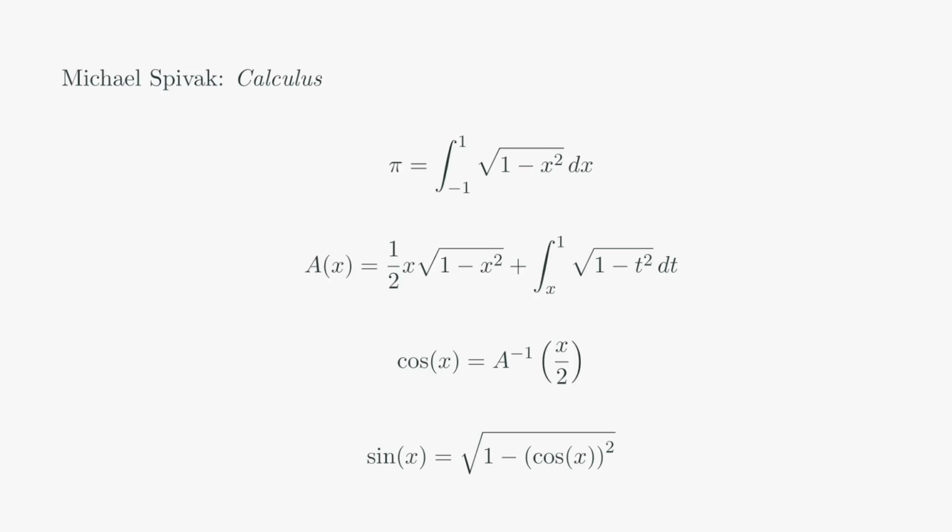If you want to be super rigorous, you can do what Michael Spivak does in his calculus book and define pi as a definite integral of the upper semicircle function, and then define a new function, A of x, using the same integral, and then define cosine as the inverse function of this integral function at x over 2, and then define sine in terms of cosine, and then you can work out all the properties of sine and cosine and all their derivatives and so forth using this definition. And that would be rigorous, but not something you're going to try during the first week of a calculus course.